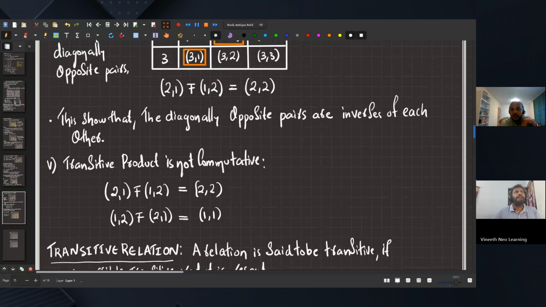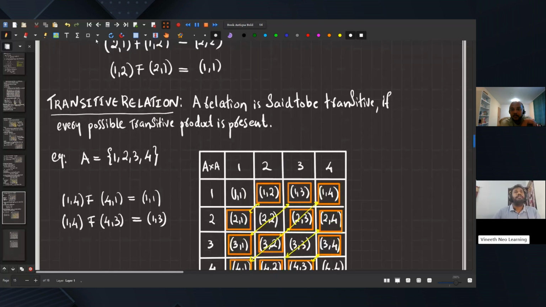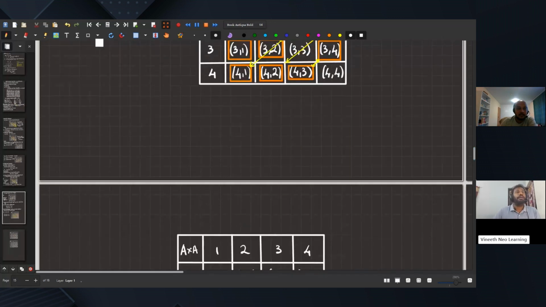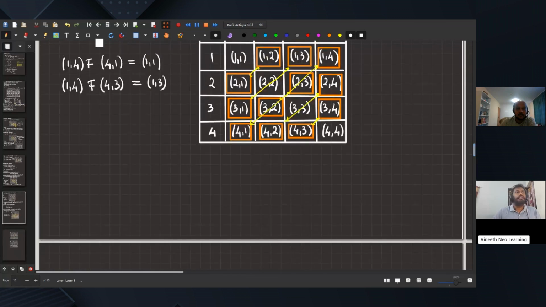Okay, we have defined that a relation is said to be transitive if every possible transitive product is also present. Okay, so let's look at a relation. I'll give you a relation. Joe, you should tell me whether it is a reflexive transitive relation or not. Okay. R1 equals 1 comma 2, then 2 comma 3, then 1 comma 3.